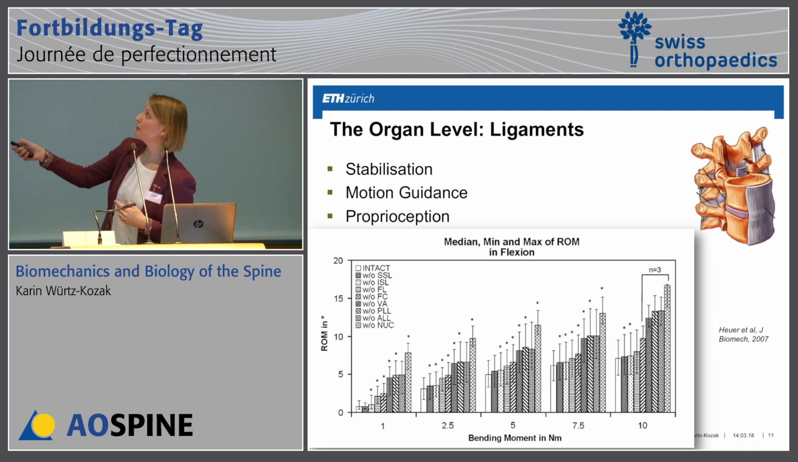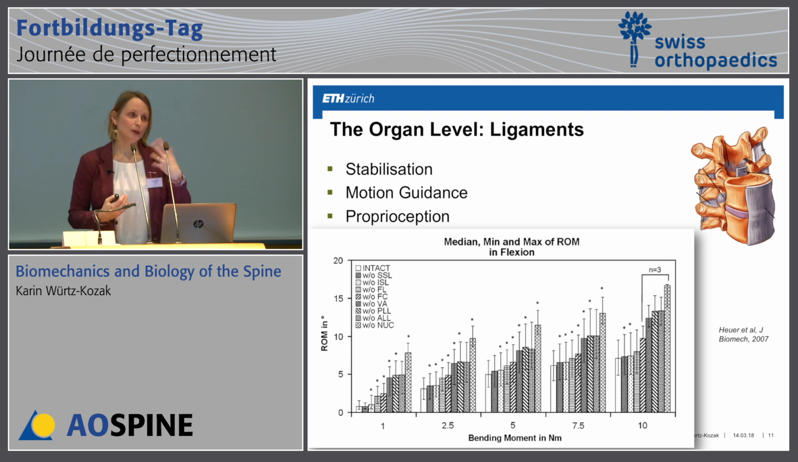So these would be the different loading conditions. And here you start with everything intact, and then you cut away, cut away, cut away, until in the end you do a nucleotomy. And this way you can see that independent of the loading regime, you have a different range of motion, and all of these ligaments contribute in some way to the stability and the mobility.